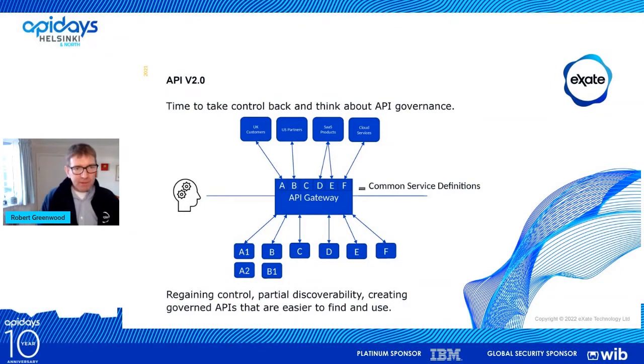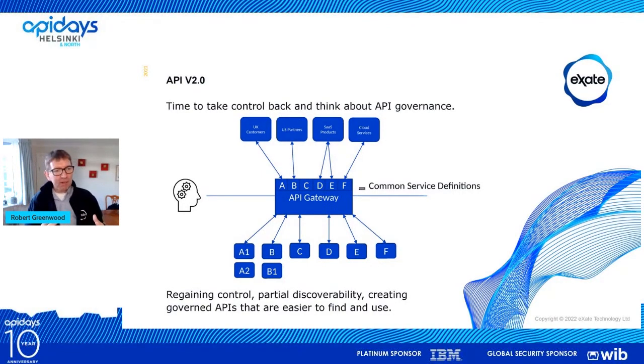So API v2: it was time to take back control and think about API governance. And how did we do that? Well, we introduced our common service definitions. So not only have we got all this stuff appearing at the back, and it's ever expanding, this is just relaying what was in the last slide, but we've got to start looking at our, essentially, data products, if you like. So we need to represent A. A is a customer, for example.